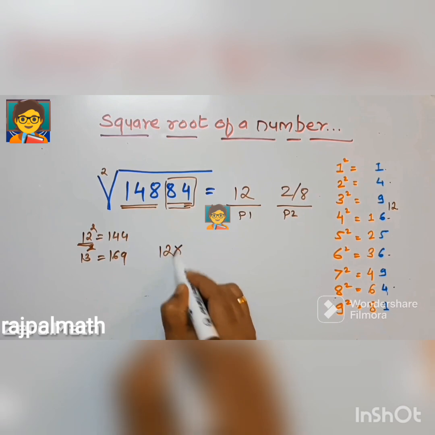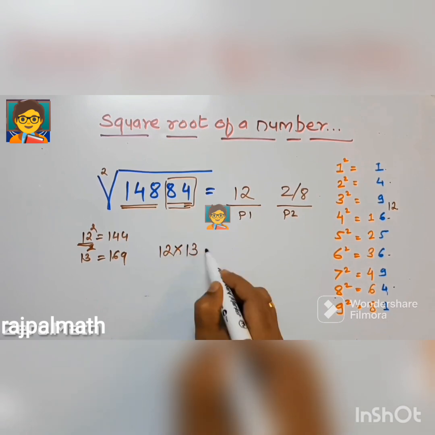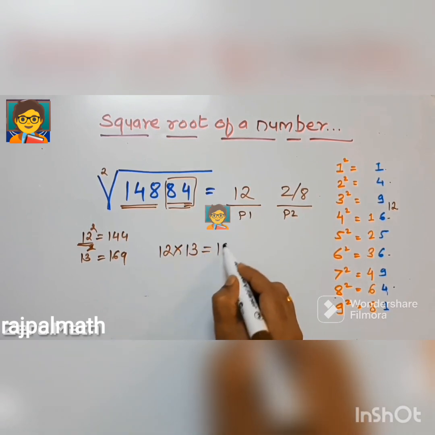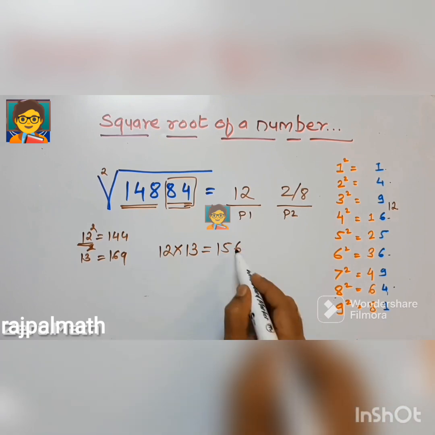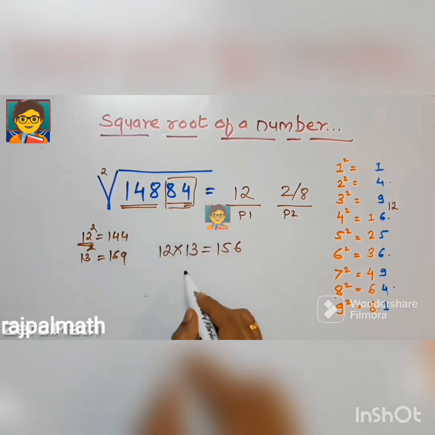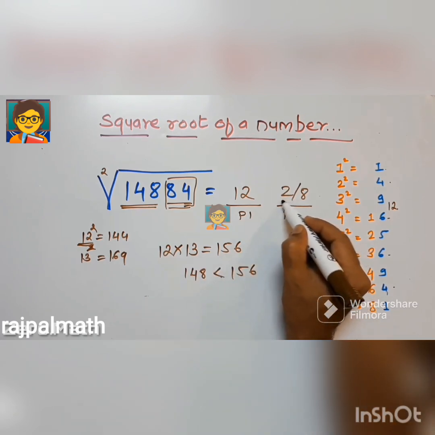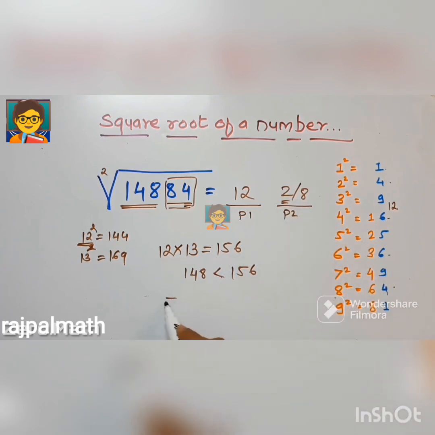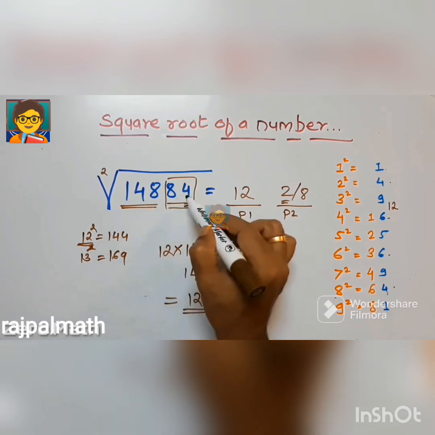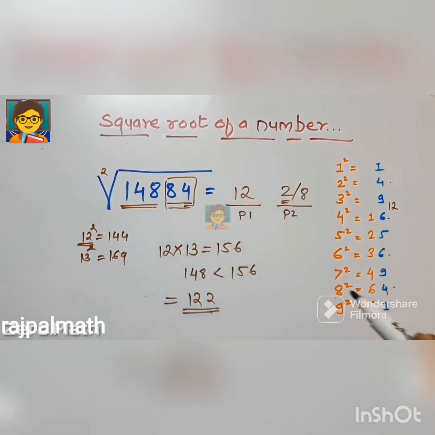Let's multiply this 12 by the next consecutive digit, which is 13. So it becomes 156. Now let's compare 156 with 148. So 148 is less than 156. Hence take the lower digit, which is 2. So my answer becomes 12 and the low digit 2. So 122 is the square root of 14884.